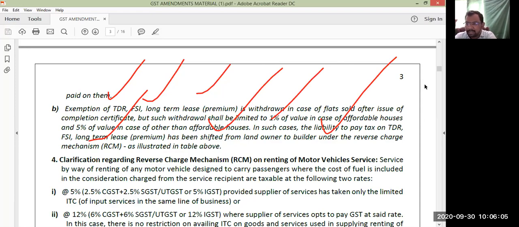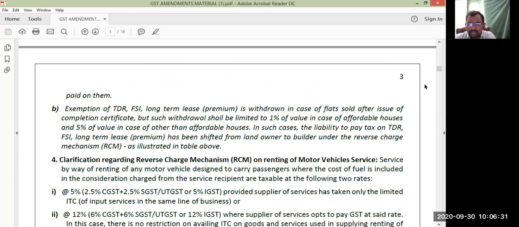Earlier, they were covered under exemption. Now that exemption has been withdrawn and it is made taxable, and taxable under reverse charge mechanism. If it is an affordable housing project, 1% is the rate of GST. Non-affordable housing project, 5% is the rate of GST. Clear, ma'am? Next.